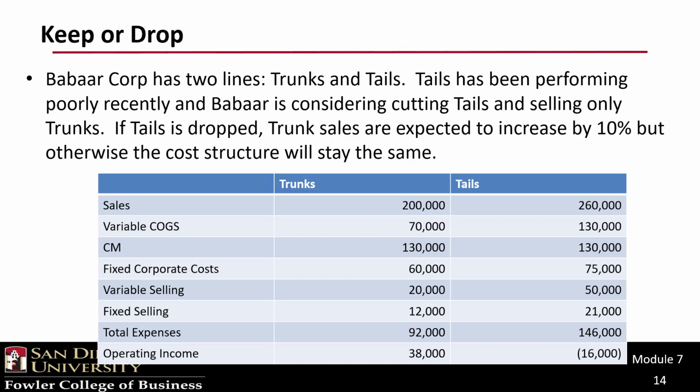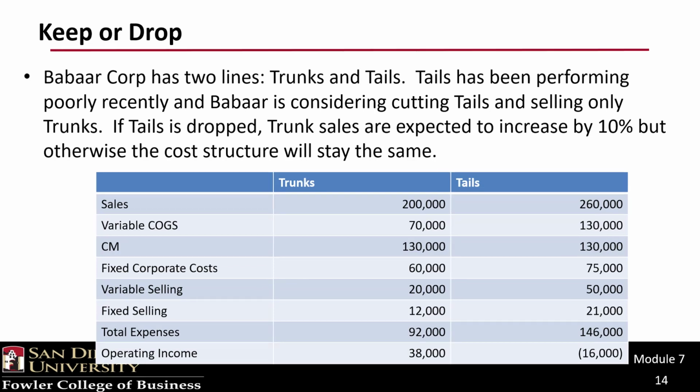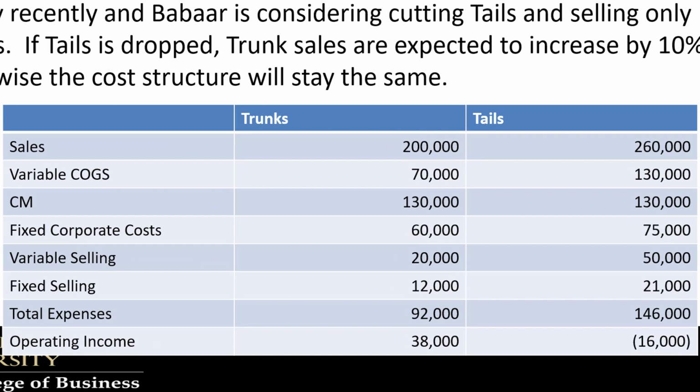So let's examine the cost structure of each of these products, right? So we have the sales of trunks and tails. We have their variable cost of goods sold. So sales minus variable cost is our contribution margin, minus fixed corporate cost, then minus our variable selling, minus our fixed selling. That gives us our total expenses. And if we deduct total expenses from margin, we get our operating income.